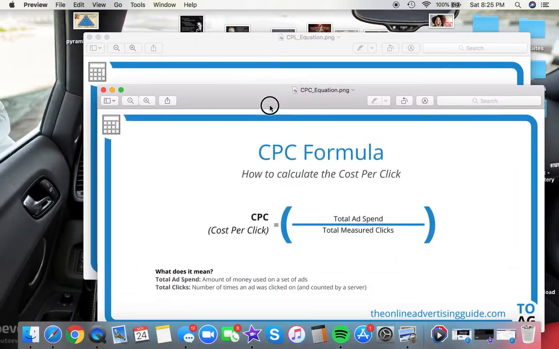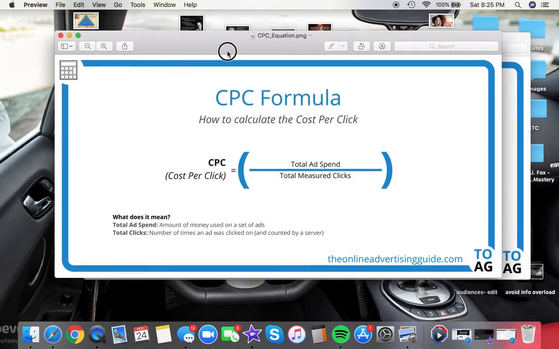I want you to think about it like this. We want a high click-through rate. The higher CTR that we have, the better our ad is performing. Say we have a 10% click-through rate: out of 100 people, 10 people clicked on our ad, which is 10%, and that's a really good click-through rate.